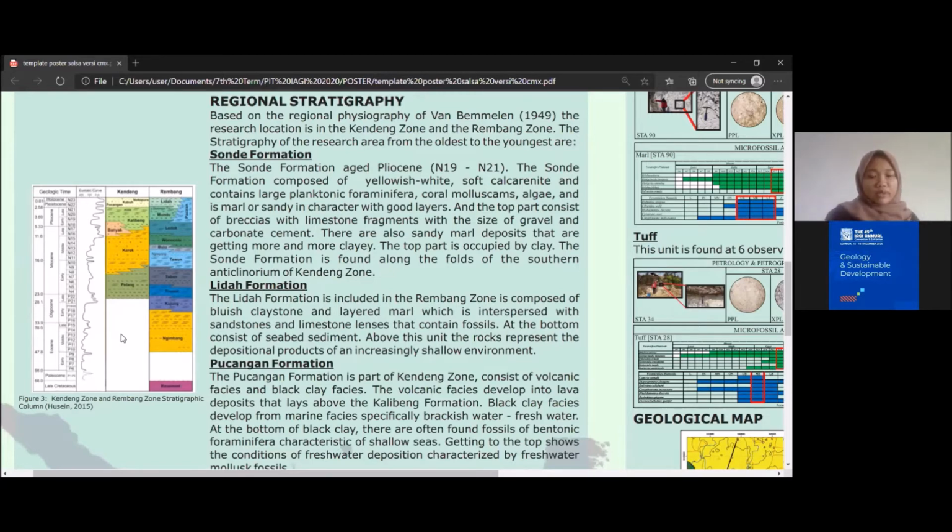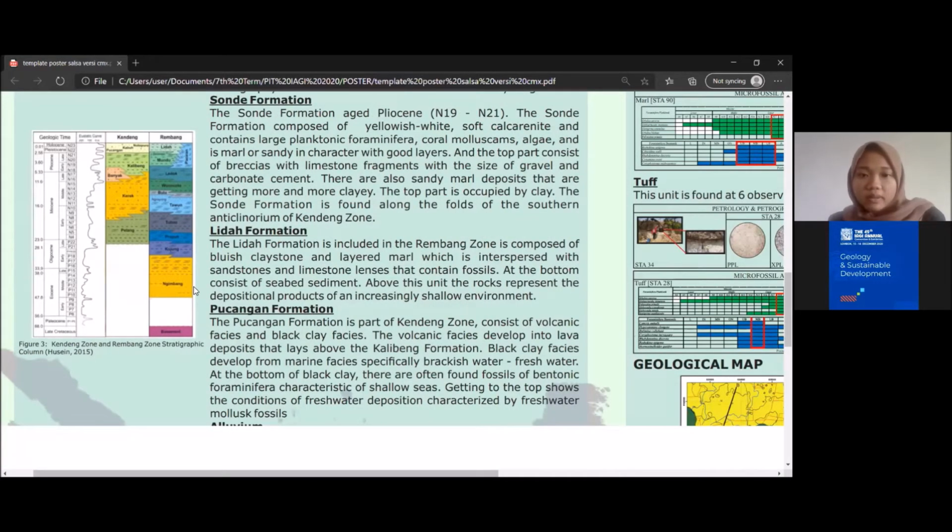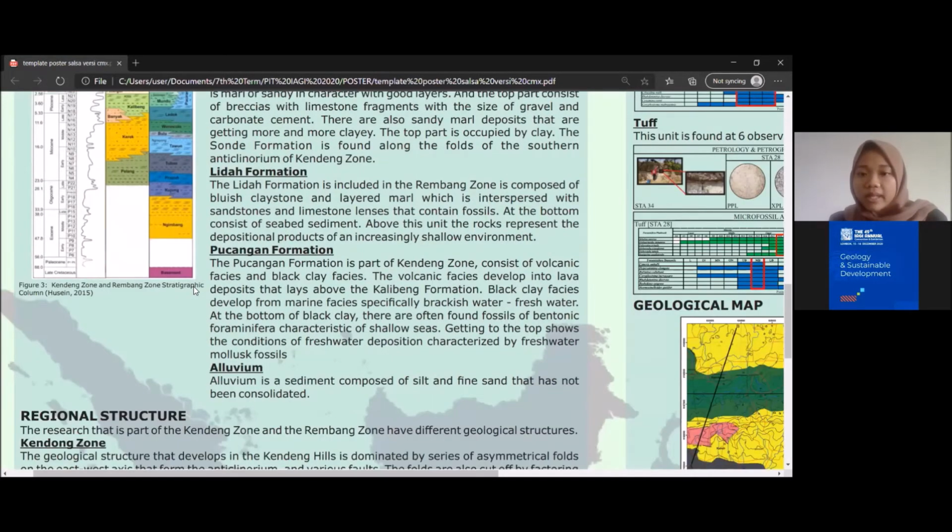Now let's move on to the next formation, which is Lida. Lida Formation is included in Rembang zone, composed of bluish claystone and layered marl. The next is Pucangan Formation, which is part of Kendeng zone and consists of volcanic facies and black facies clay. And the last one, the youngest one, is alluvium. Alluvium is sediment composed of silt and fine sand that has not been consolidated.